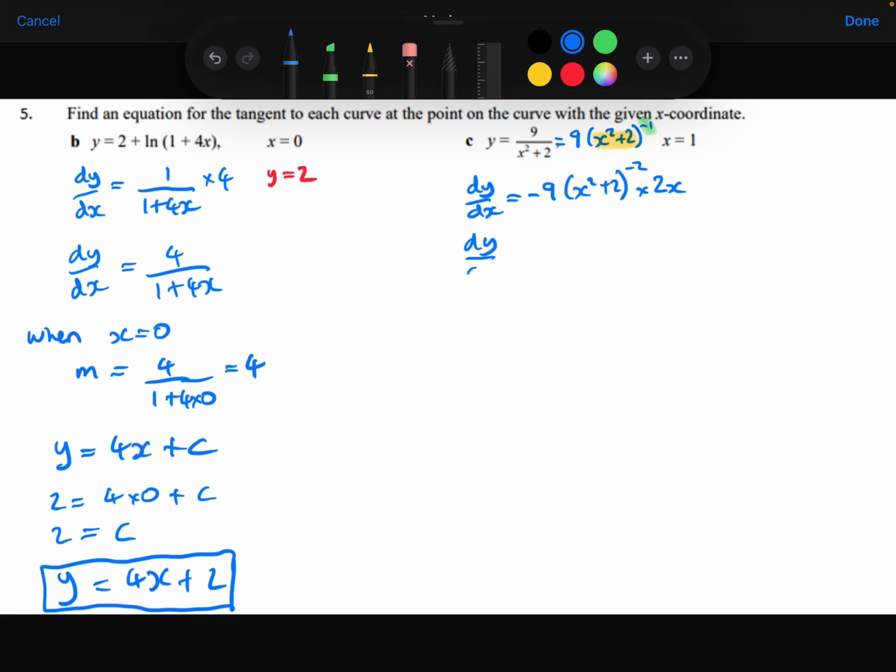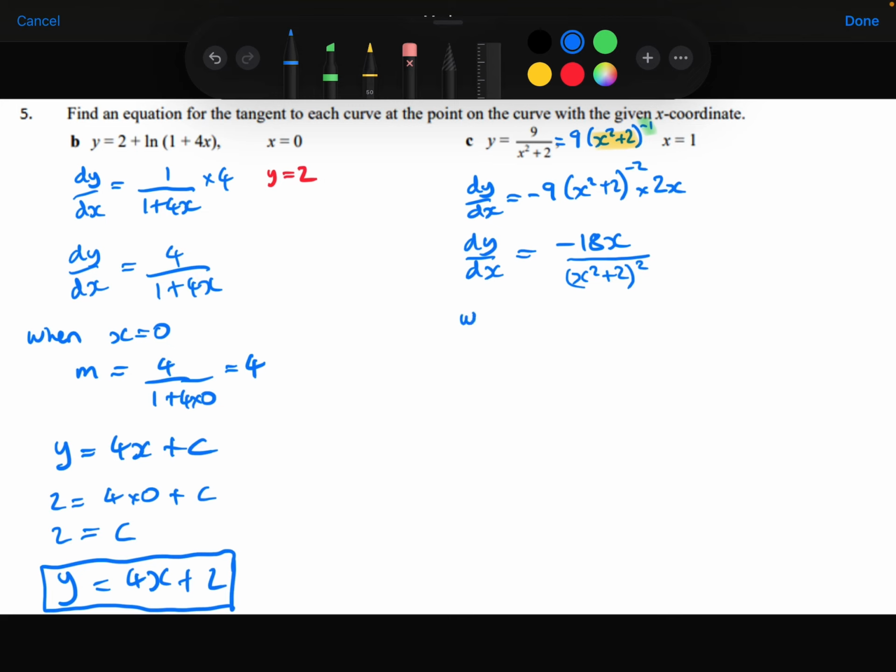So that's then going to simplify. The minus 9 times the 2x is minus 18x. And I'm just going to take that x squared plus 2 and put that back on the denominator with the 2 power. So that's my gradient function.